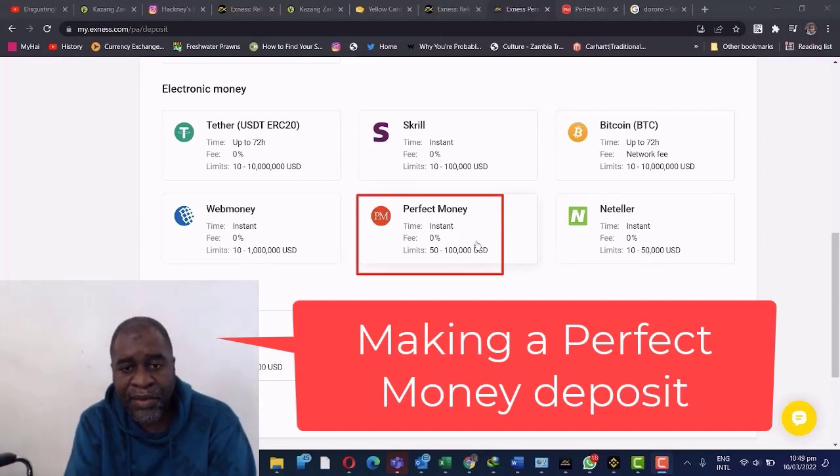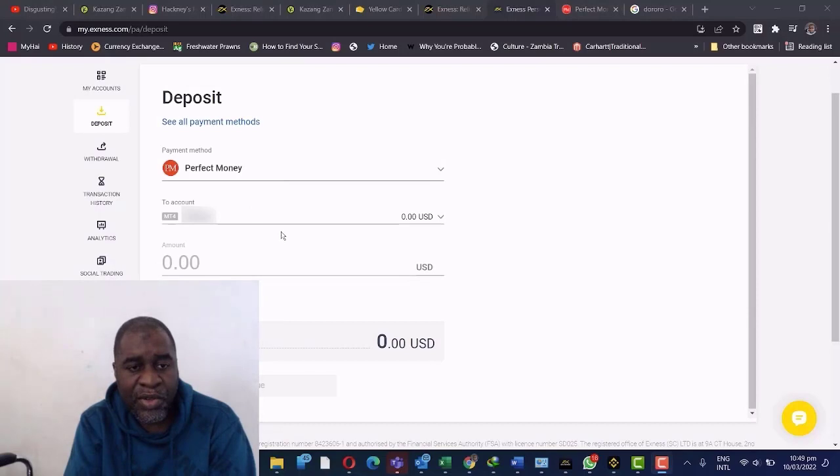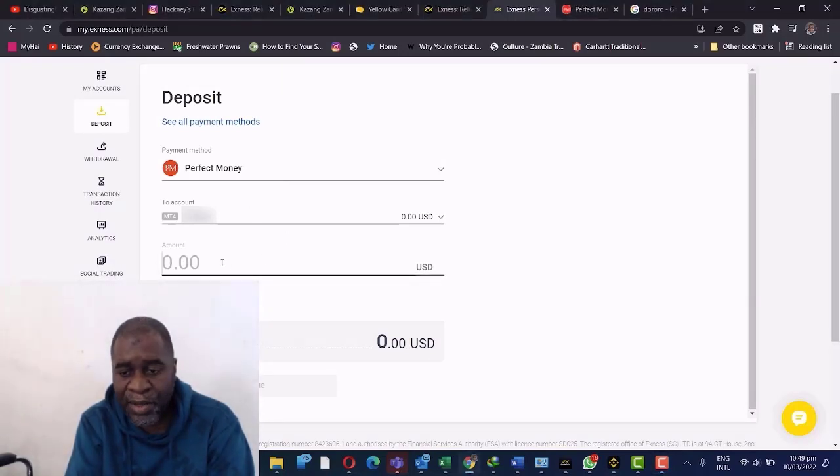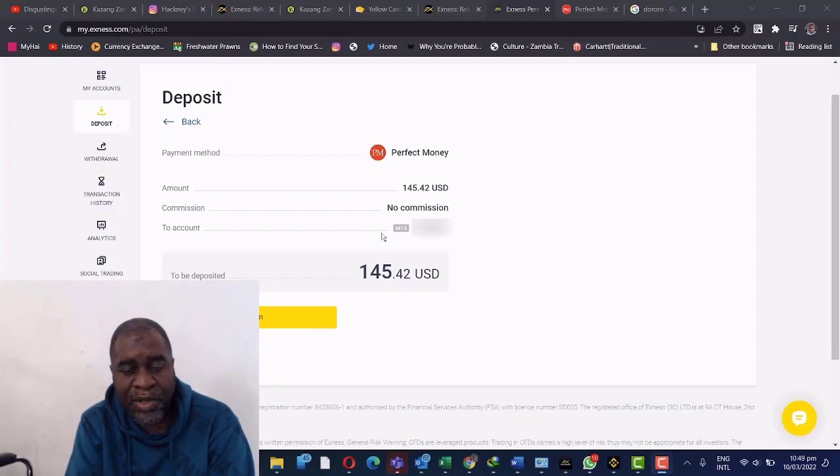Just simply select Perfect Money, and here it's going to bring you here where you put in the amount that you're depositing. In this case, let me just type it out. That's $145.42. Then I'm going to come down here and I'll click on continue. Then it's going to bring me to this page where it allows me to confirm there's no commission being charged by Exness, the amount, the payment platform. Then I'm going to click on confirm.